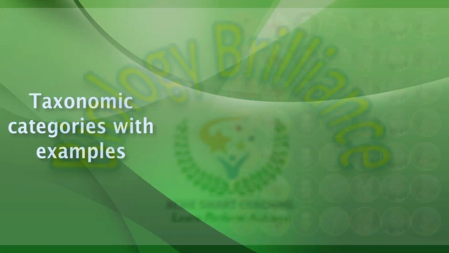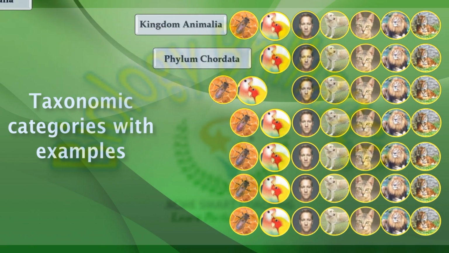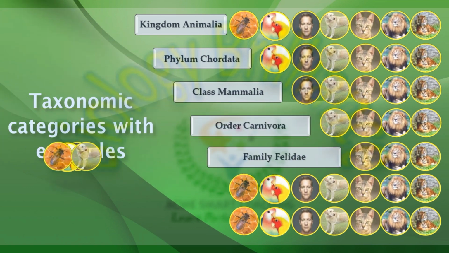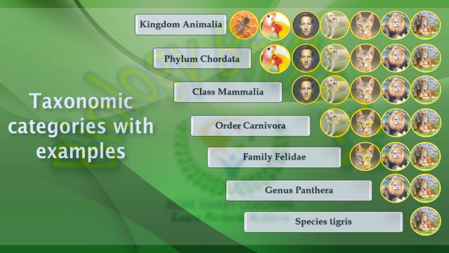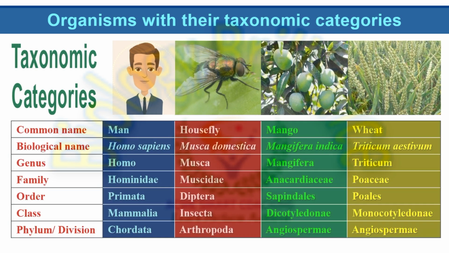Now let us see the systematic position of tiger. Tiger belongs to kingdom Animalia, phylum Chordata, class Mammalia, order Carnivora, family Felidae, genus Panthera and species tigris. Now, here, the systematic position of some common living organisms is given in tabular form. This was all for today's topic.